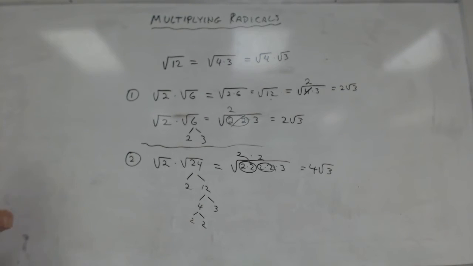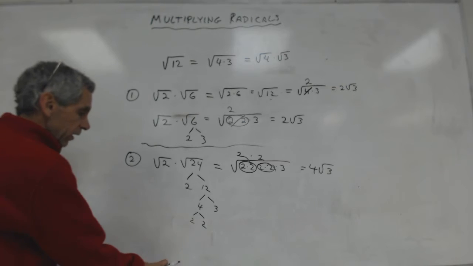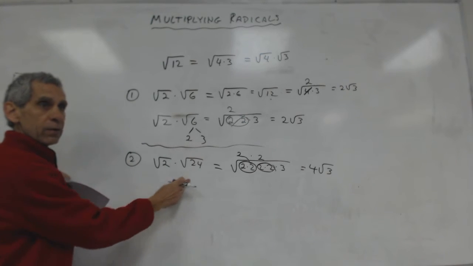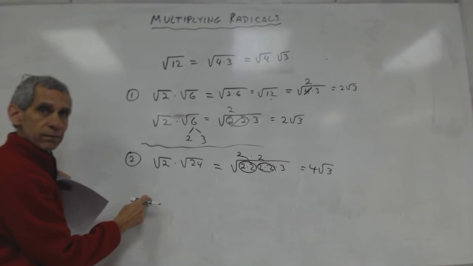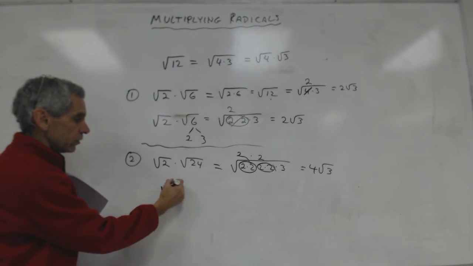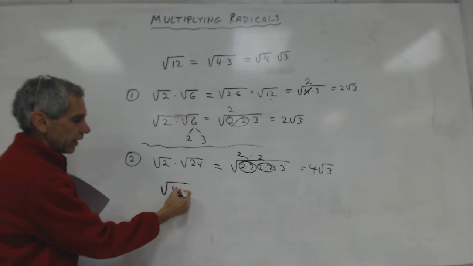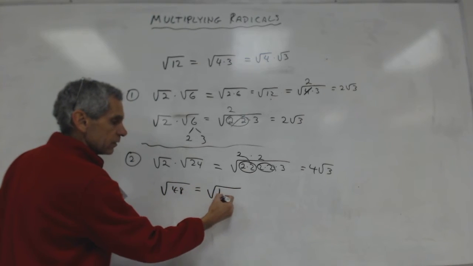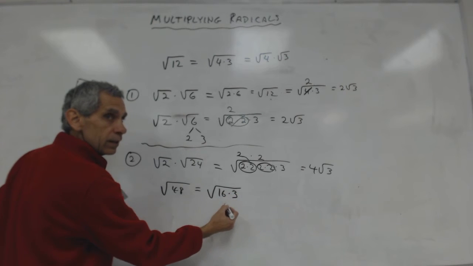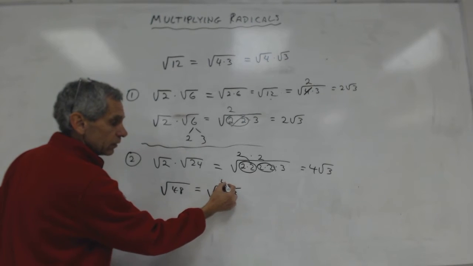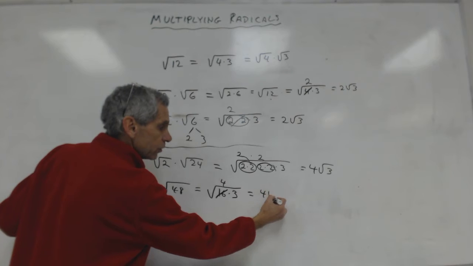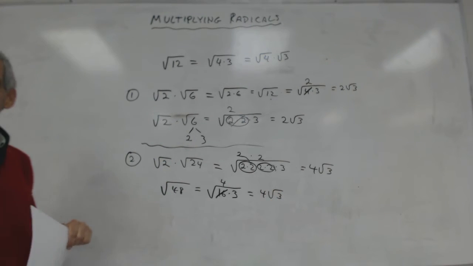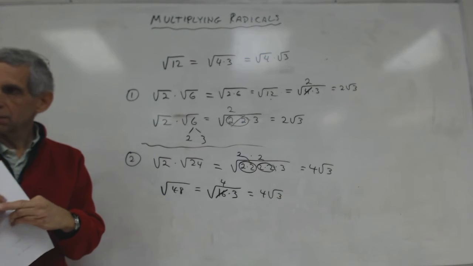Now, the other way I could have done it was I could have just multiplied them out, right? I could have just said, 2 times 24 is 48. The square root of 48 is the same as the square root of 16 times 3. The square root of 16 is 4, so I have 4 square root of 3. Those are 2 different ways I could do it. Do you guys understand the 2 different ways?